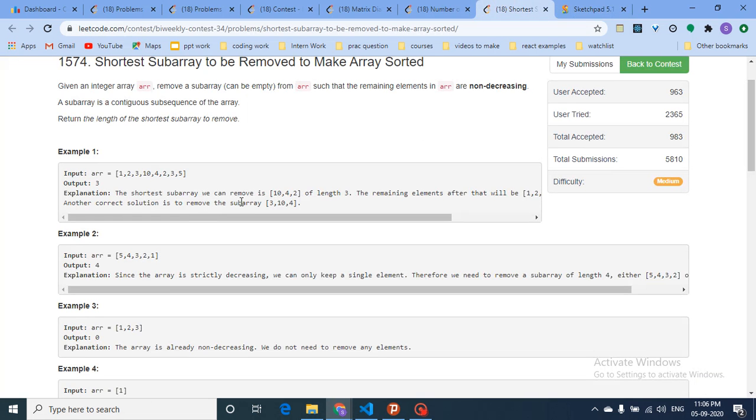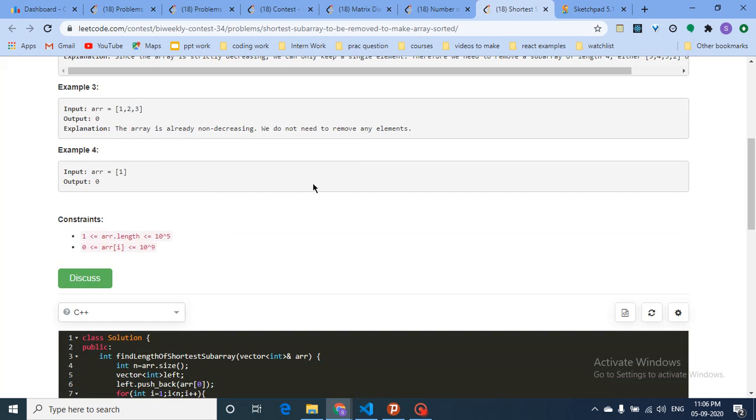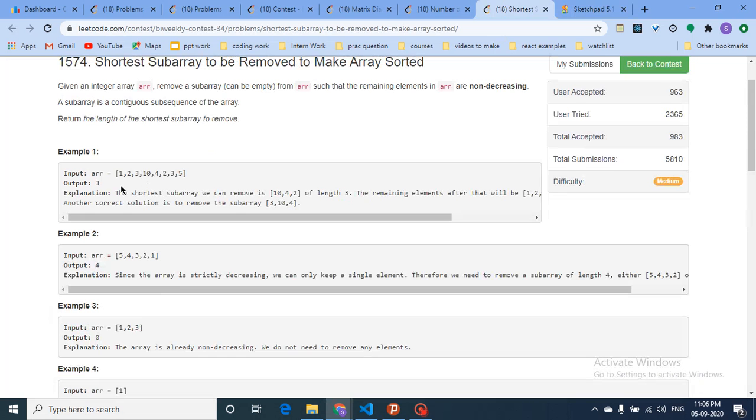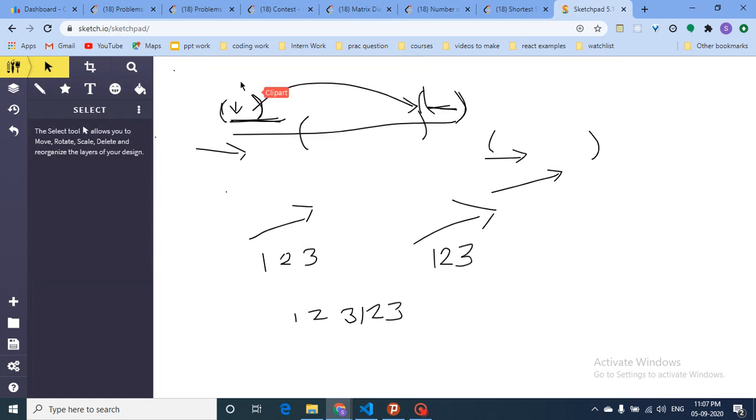So now how can we sort this out? What I actually did here is, I first iterated over the array from left to right and stored in a vector the maximum increasing or non-decreasing subarray prefix from left to right. I will explain with this example, so let's copy out this example to make it more clear.